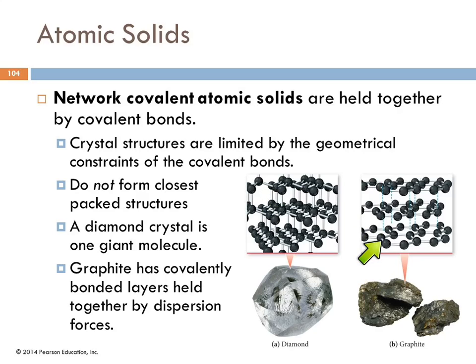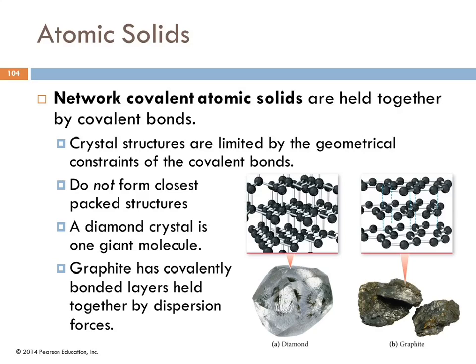In graphite, we see the carbons with covalent bonds to each other, but in this layer, the bottom layer, they're bonded to each other, but there are no covalent bonds between this layer and the next layer. There are just dispersion forces holding those two layers together. What's one characteristic of graphite? It's slippery, right? You can use graphite to lubricate things. And it's slippery because the layers will slide against each other.